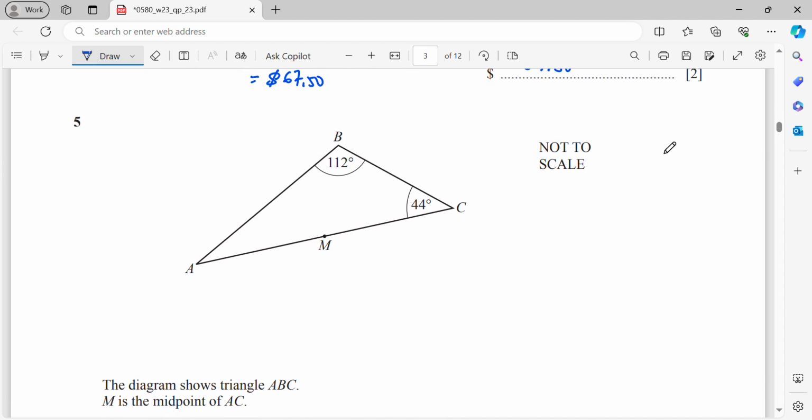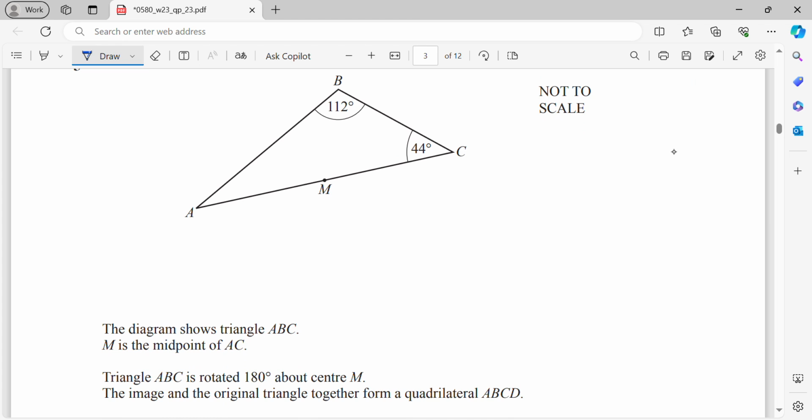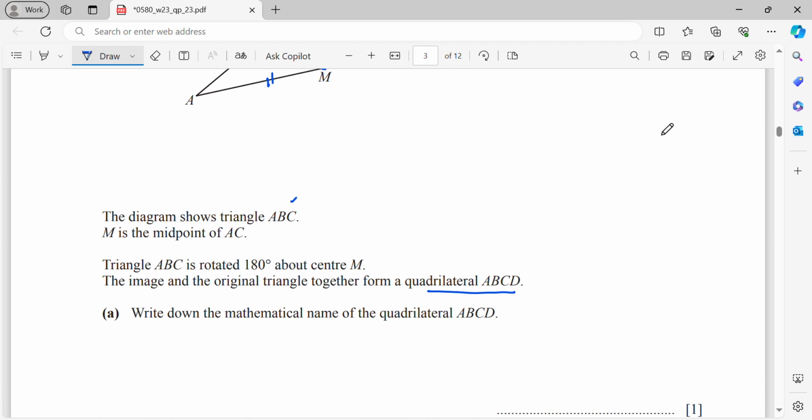Okay, so for question number 5, the diagram shows triangle ABC. M is the midpoint of AC, okay, midpoint. So triangle ABC is rotated 180 degrees about center M. Okay, center M. The image and the original triangle together form a quadrilateral ABCD. So now A, write down the mathematical name of the quadrilateral ABCD.